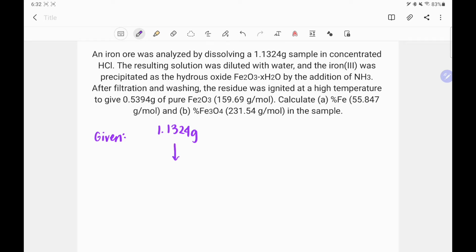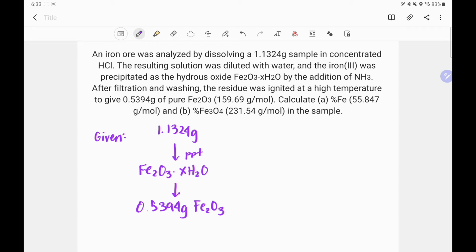I know that the sample was processed to precipitate this variable chemical formula. Since the chemical formula of the precipitate is not exact, we're not really sure how many equivalent amounts of water there are. We cannot accurately use this solid because the mass would differ for a value of x. Again, we have no means of knowing what x is right now. So instead, we convert this solid into the more inert and more consistent iron 3 oxide. That's 0.5394 grams of iron 3 oxide.